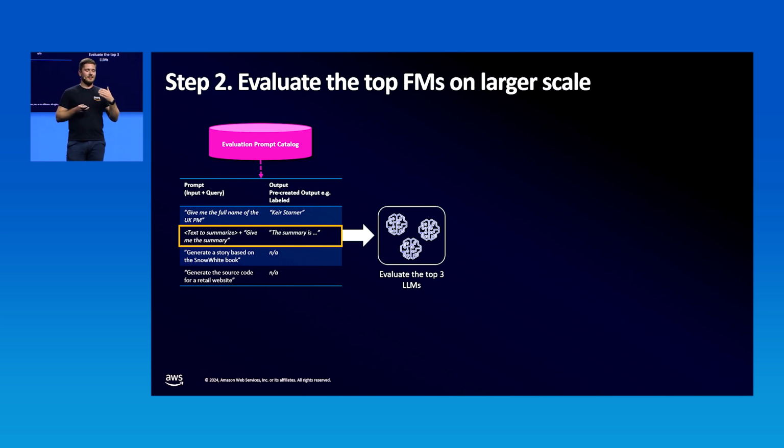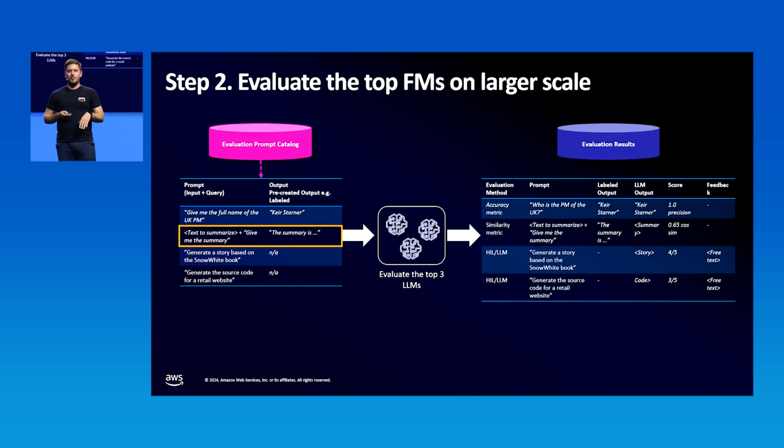And this data set would contain, in our case, examples of summarizations that we classify as good summarizations of a certain research paper. Then we would run all these inputs through the different LLMs that we want to evaluate, that we shortlisted, and we would create the results.